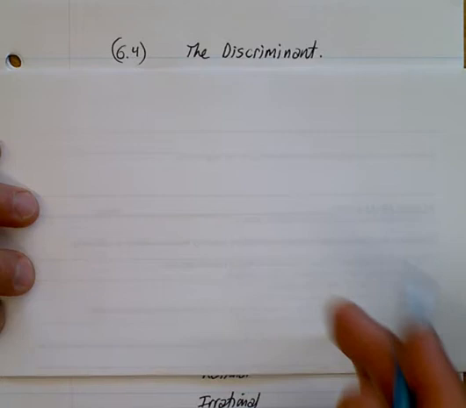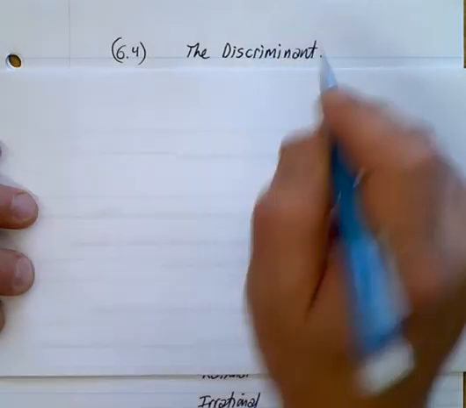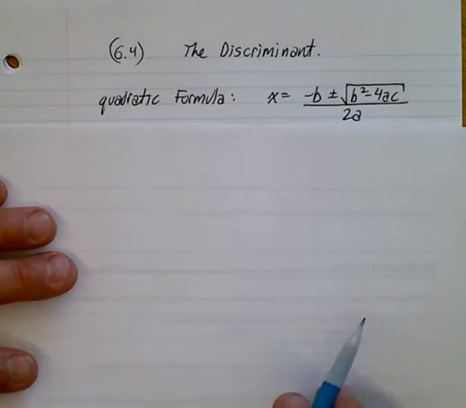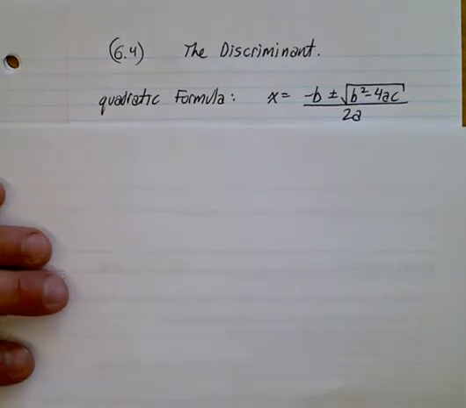Here we go, folks. 6.4. This is what we call the discriminant. Now, if you speak English at all, you might be able to figure out what the word discriminant might mean. To me, it sounds like discriminate. So it's part of this quadratic formula here that discriminates between the type of parabola it is, or the types of solutions, right?